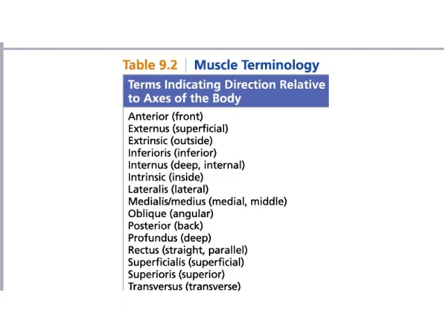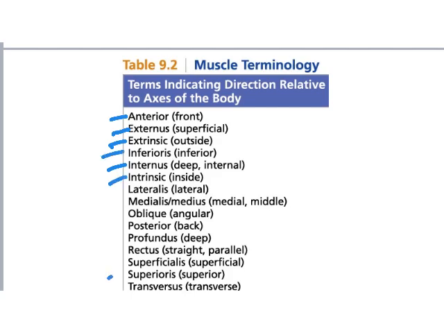So if the name of the muscle has anterior, obviously that means it's in the front. You already know that term. Externus is going to be a muscle that is superficial. And often there are two muscles, and maybe one of them is externus and one of them is internus. So you may have two muscles with the same name, but one is externus and one is internus, because one is superficial and one is more deep or internal. Same idea with extrinsic and intrinsic.